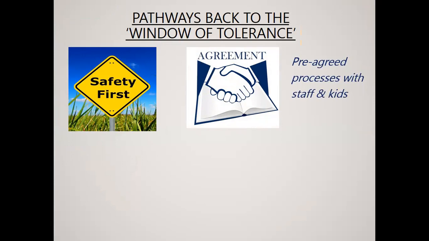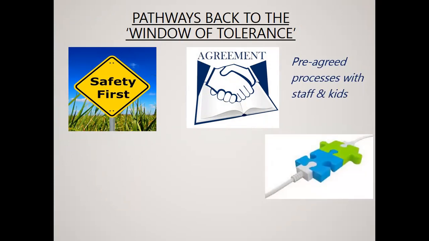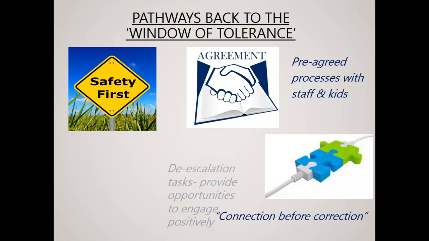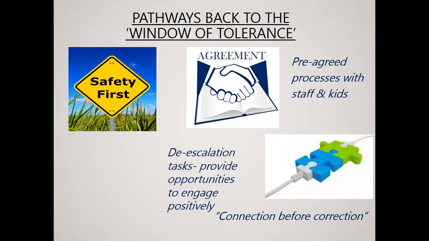When the young person has dysregulated or lost control, you must have de-escalation tasks to calm the body down and decrease the cortisol. Simple matching activities, repetitive tasks, help the young person to get back into their window of tolerance. Remember, we have to connect with our relationships before you can use the emotion coaching process to correct the behaviours.